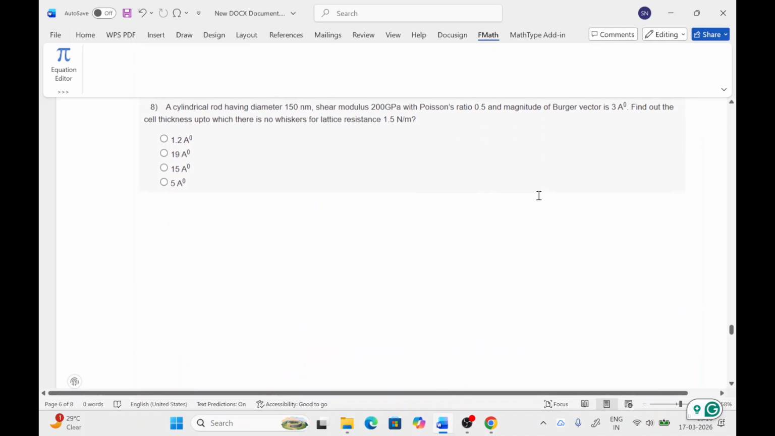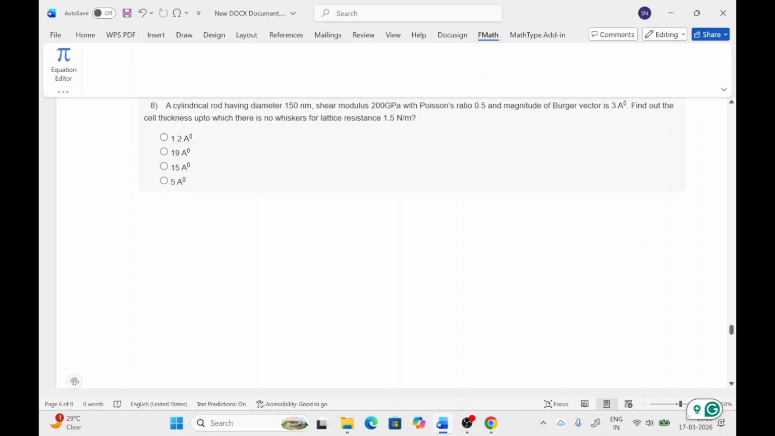Eighth question, it is the same again, for the image force. A cylindrical rod having diameter 150 nanometer, shear modulus 200 GPa, Poisson's ratio 0.5, and magnitude of Burgers vector 3 angstrom. So we have to find the thickness up to which no whiskers form, for lattice resistance 1.5 Newton per meter.